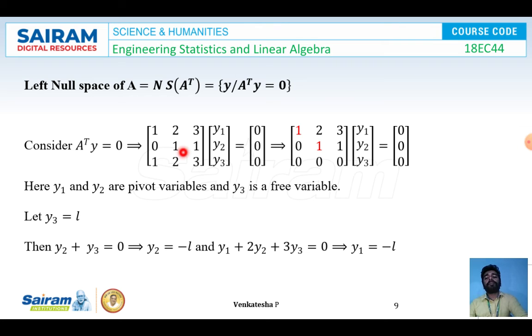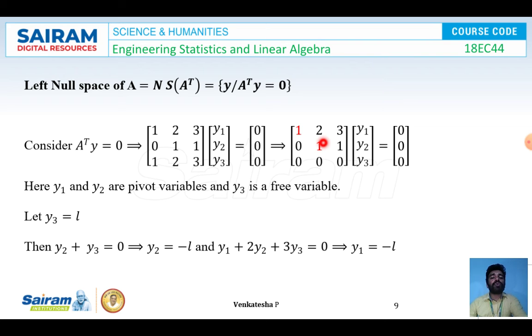After performing the row transformation for A transpose, I got the matrix 1, 2, 3, 0, 1, 1, 0, 0, 0 with two pivots, 1 and 1, in the first and second columns, into the column matrix Y, y1, y2, y3, equal to 0, 0, 0. After multiplying this, we can observe that y1 and y2 will be the pivot variables and y3 is a free variable. So I'll be assuming y3 is equal to L here.